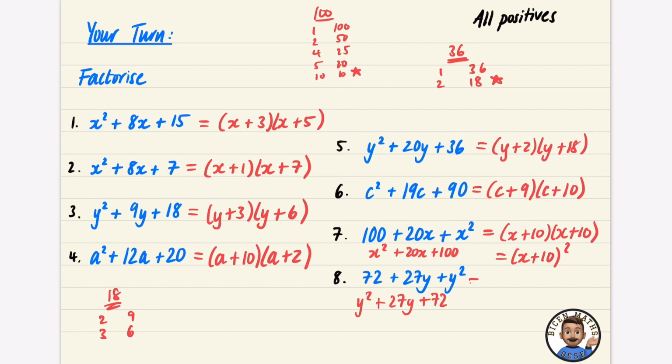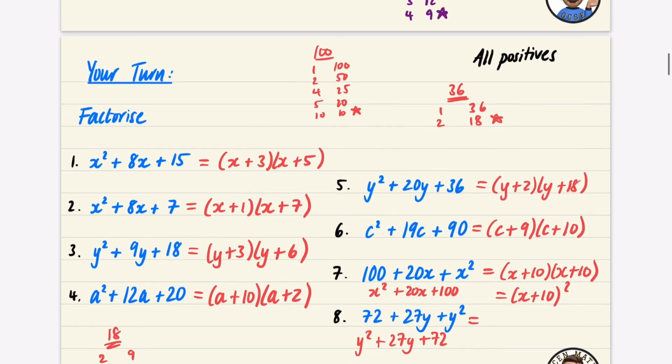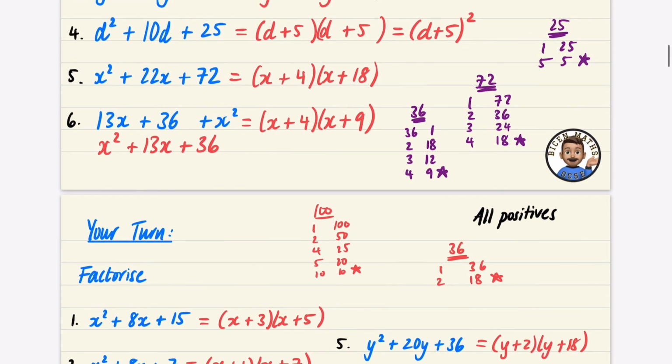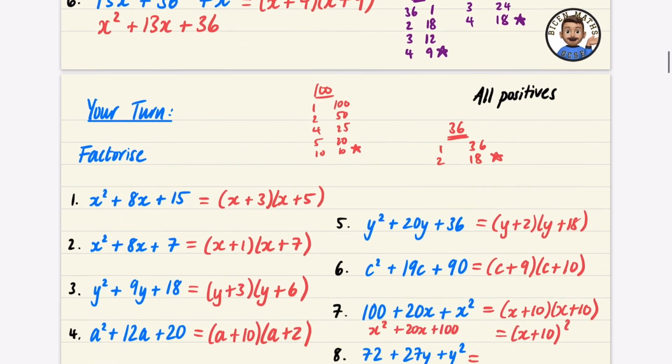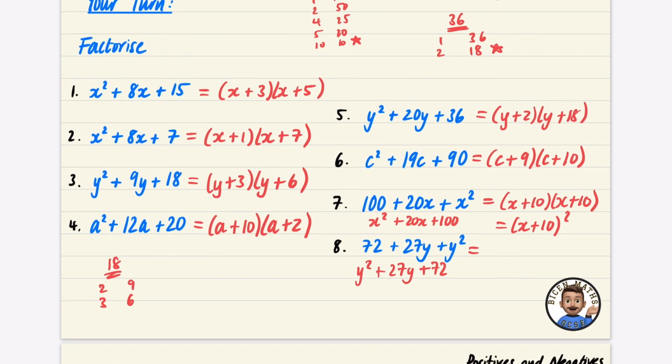This one needs rewriting into the correct order, so that's y squared plus 27y plus 72. And we're going to think of two numbers that multiply to 72. Now I did them on the previous page, we want them to add to 27. The ones that look like they're going to add to 27, yeah, it's 24 and 3. So it's going to be y plus 24 and y plus 3.